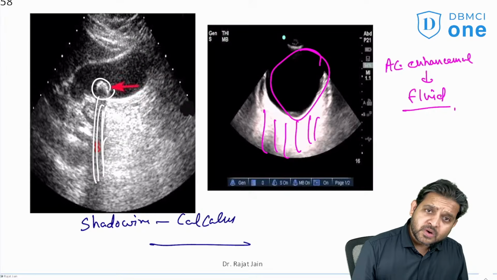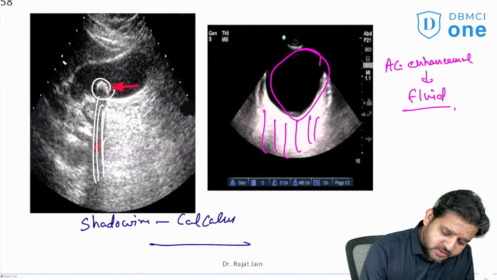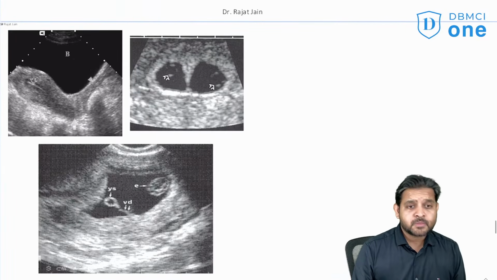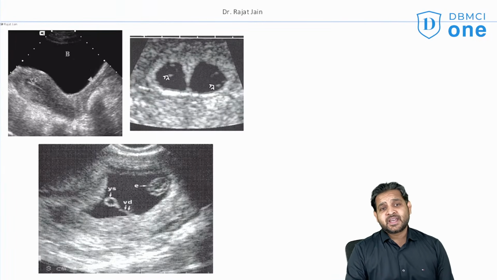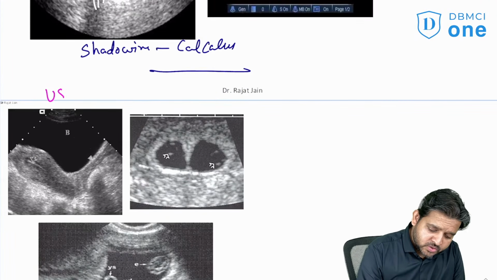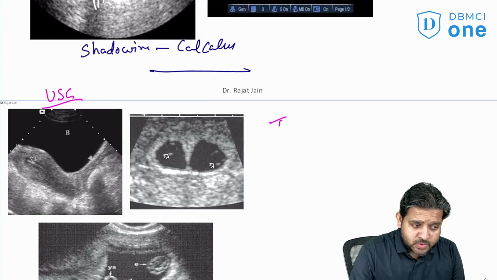Now, in terms of ultrasound, gallbladder calculus is something that I want you to be aware of, and then you should be aware about some of the gynae images. That is to be noted that this is how the normal ultrasound looks like, and this is how a twin pregnancy looks like.